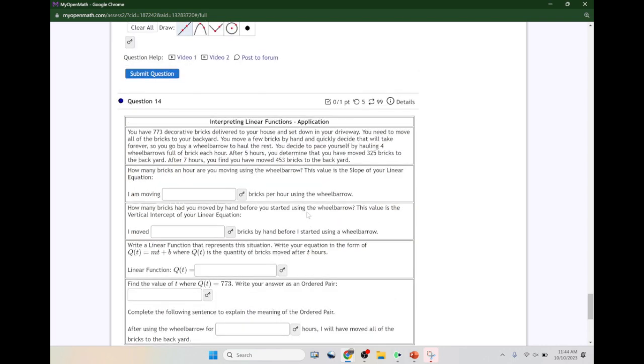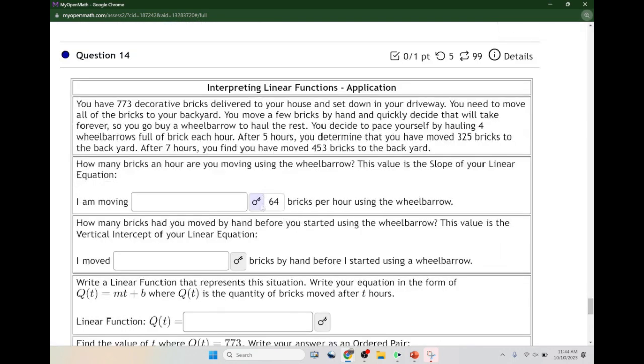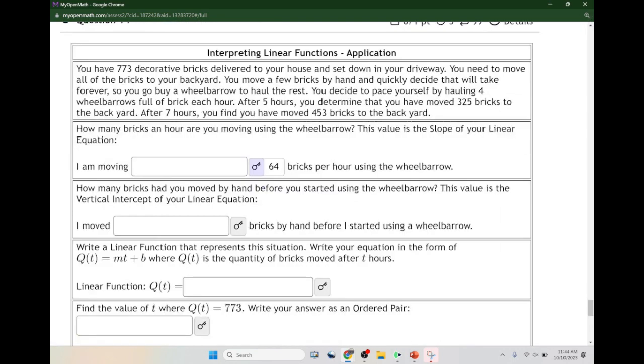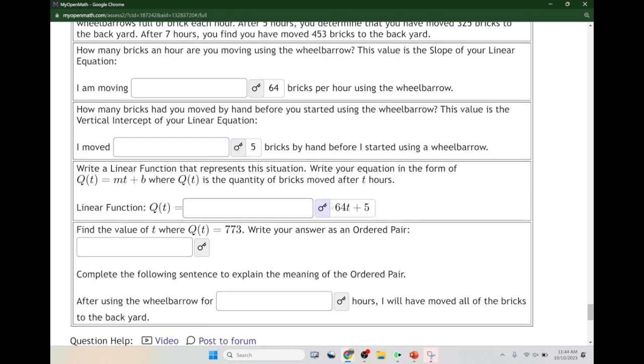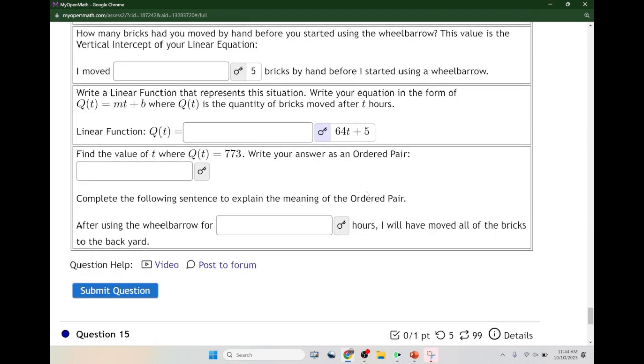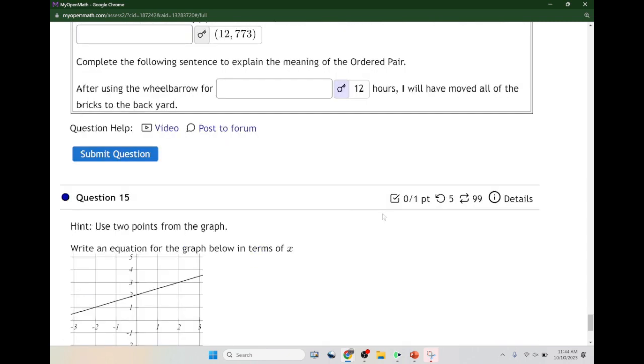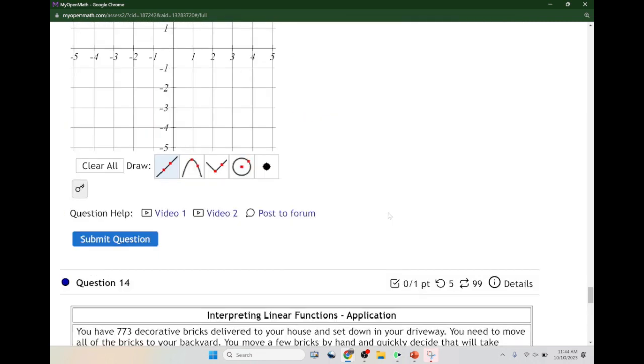Because sometimes I make dumb mistakes like a minus sign or a plus sign. 64? Is that what we got for our slope? 5? 64t. I would have put x and it would have said nope. It says use the variable they give you. 12 hours. Sweet.